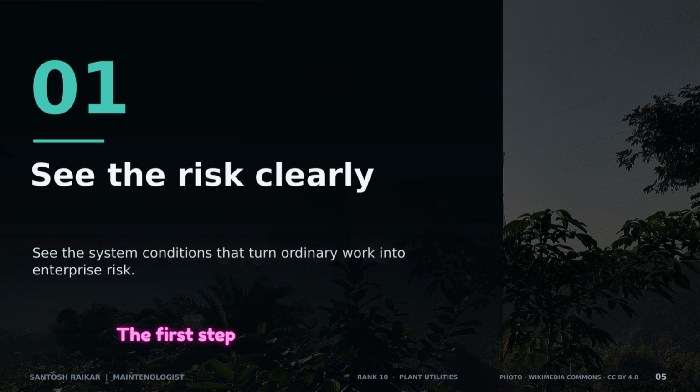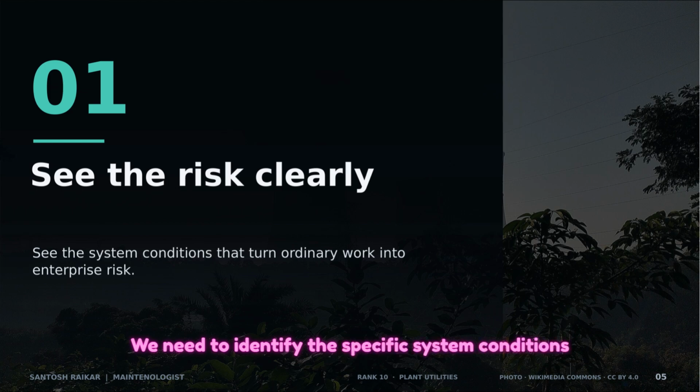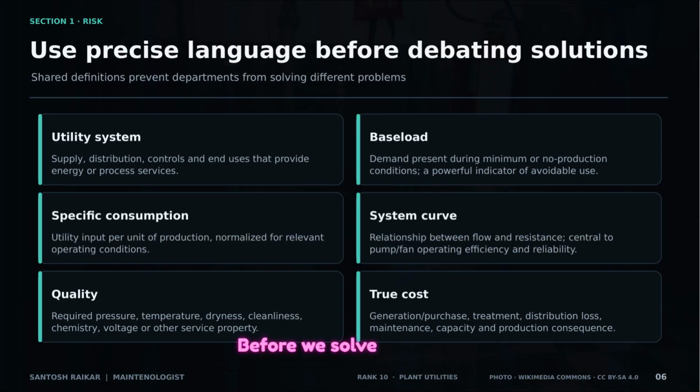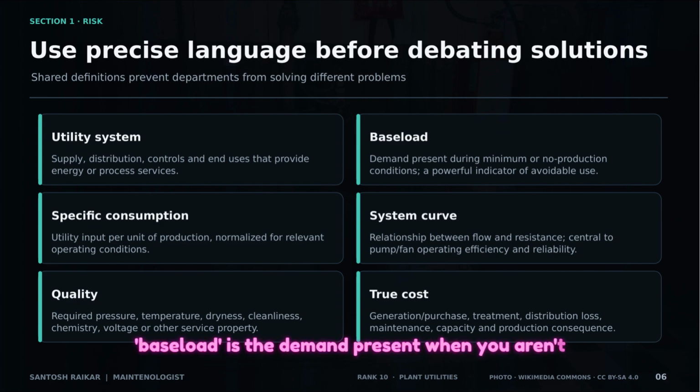The first step in any transformation is to see the risk clearly. We need to identify the specific system conditions that transform ordinary daily work into significant enterprise risks. Before we solve problems, we must speak the same language. For instance, baseload is the demand present when you aren't even producing. It's a massive indicator of waste.